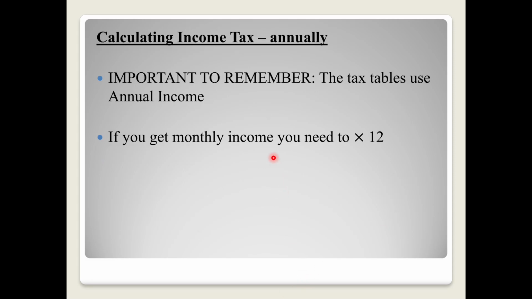So calculating income tax. Annually, it's very important to remember that the tax tables always talk about annual income. So whatever we work with in the tax tables that is not already annual income, we need to multiply by 12 to get it to annual income. Annual means per year.